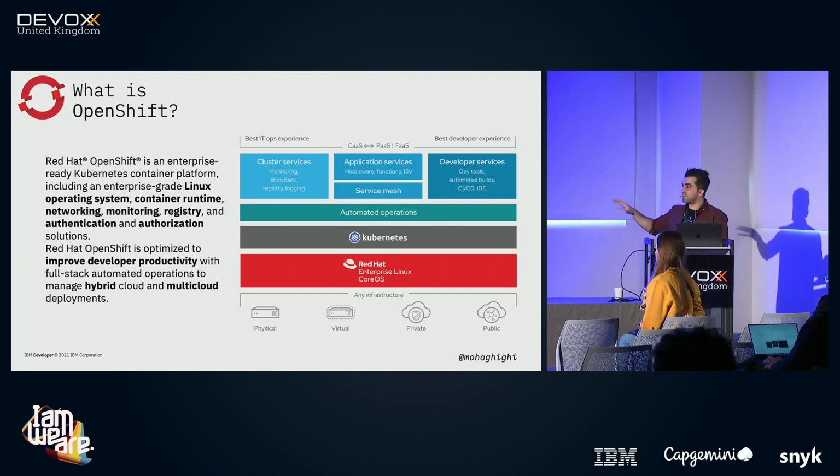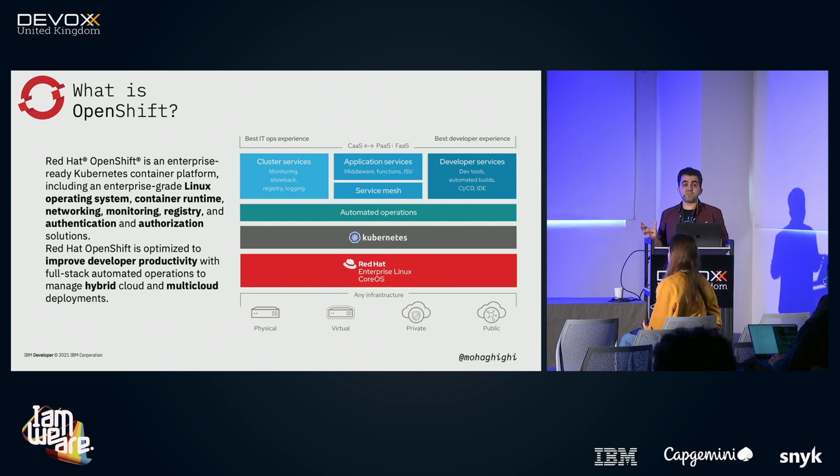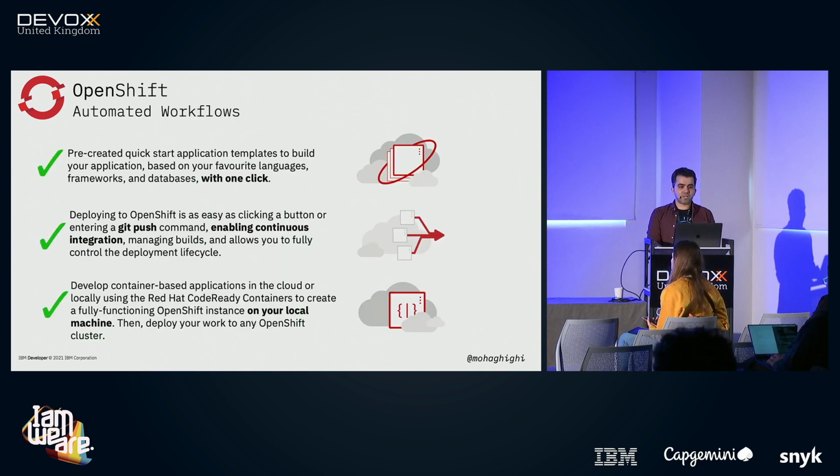Kubernetes is wrapped around an enterprise-grade Linux operating system, networking, monitoring, registry, authorization, and authentication services. So that's why you get a lot of productivity features. Let's go through that. The first one is, as a developer, you want to get started on coding as quickly as possible, rather than spending time learning about different platforms, tools, and services.